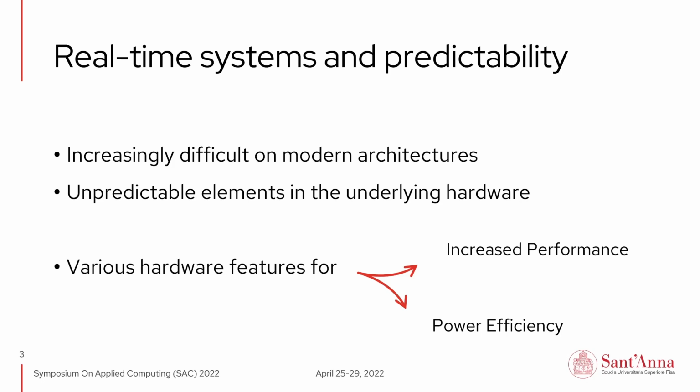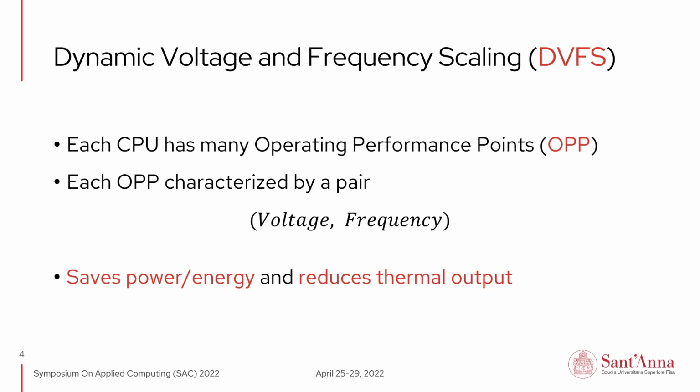efficiency. Perhaps the most well-known technique in this regard is dynamic voltage and frequency scaling, or DVFS, which introduces for each CPU a specific set of operating performance points, or OPPs. Each OPP is characterized by a pair of voltage applied to the CPU and frequency selected for its switching activity. By dynamically changing from one OPP to another at runtime, DVFS can be used both to save power and energy and reduce the thermal output of a system when the highest performance is not a requirement.